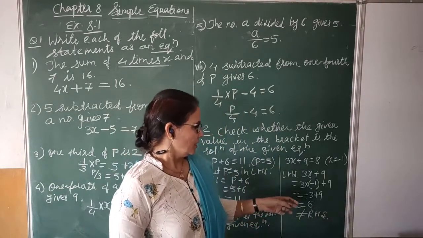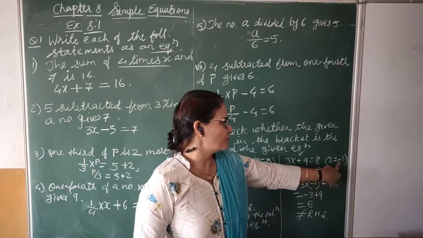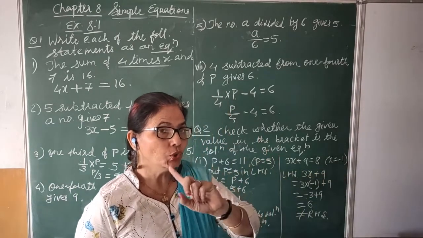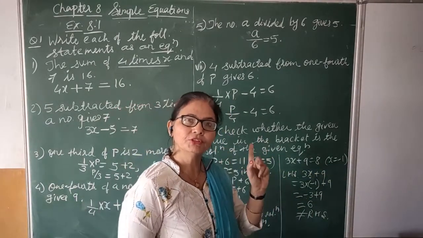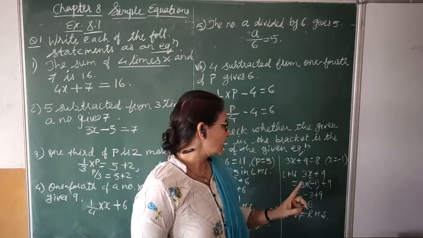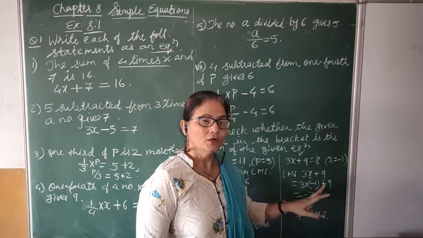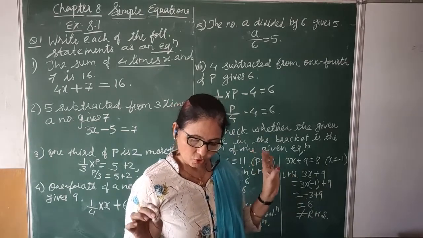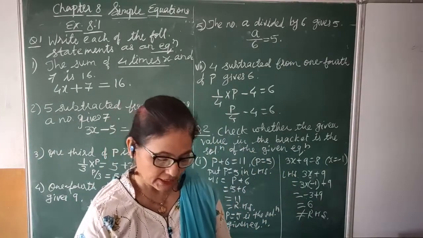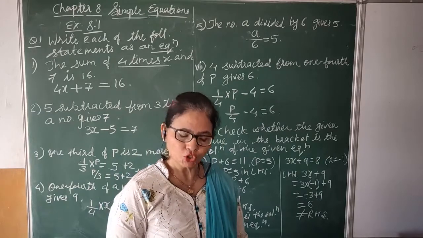Okay, so here we will write x equals to minus 1 is not the solution of the given equation, as LHS and RHS you are not getting equal. So this is how you can solve the third example also. Now let's move to question number 3.